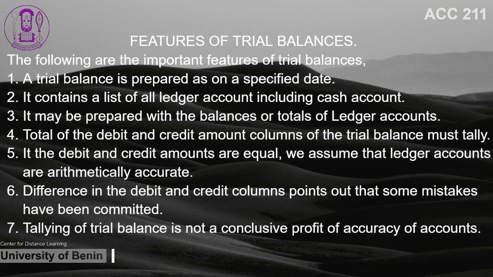5. If the debit and credit amounts are equal, we assume that ledger accounts are arithmetically accurate. 6. Difference in the debit and credit columns points out that some mistakes have been committed. 7. Tallying of the trial balance is not a conclusive proof of accuracy of accounts.